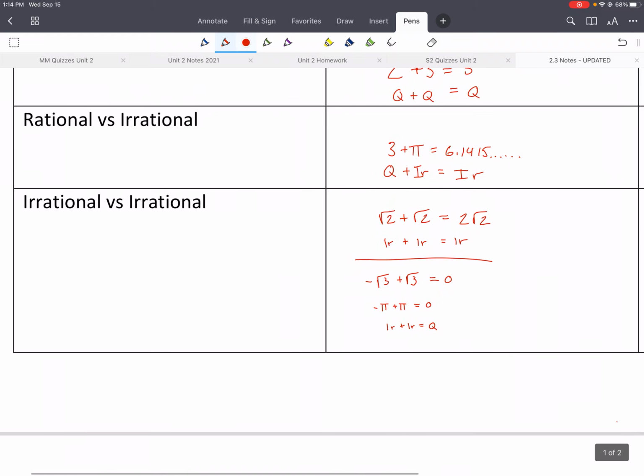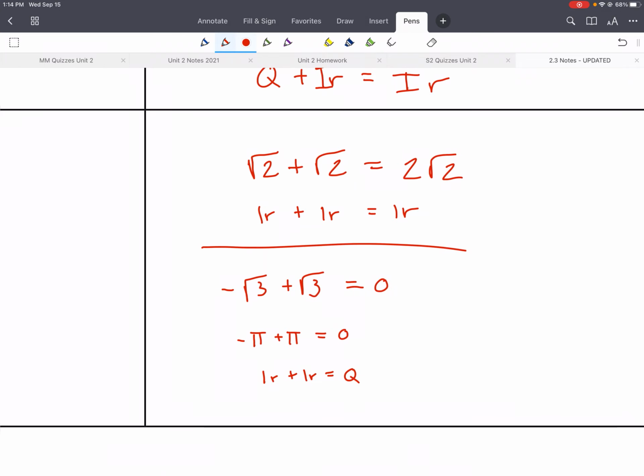Okay? All right, last is irrational versus irrational. So this one depends on how the expression is set up. So for example, if we had the square root of 2 plus the square root of 2, well, that's just 2 square roots of 2, okay? And that's still irrational. Or you could do pi plus pi would be another example. Pi plus pi. Or 2 pi plus pi, okay? Would still end up getting something that is irrational.